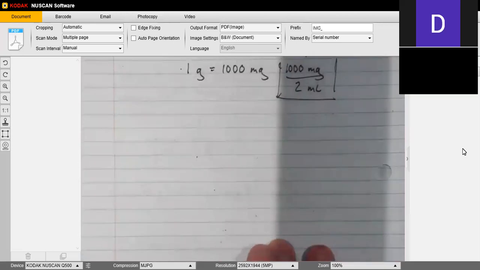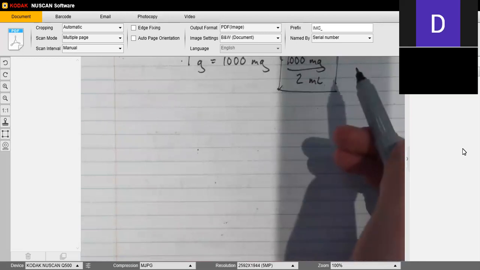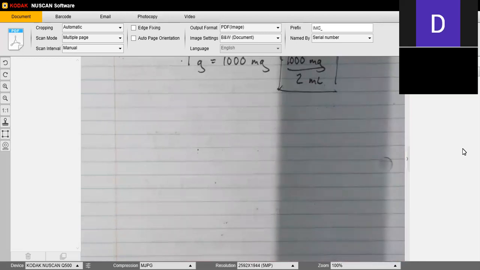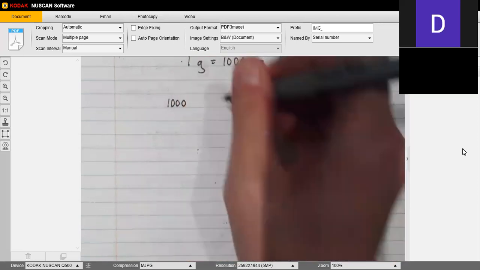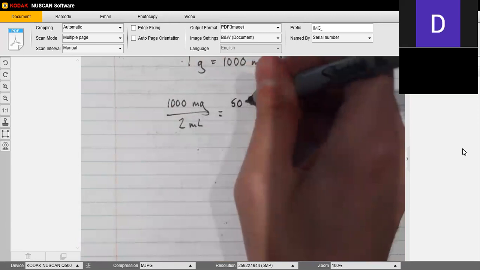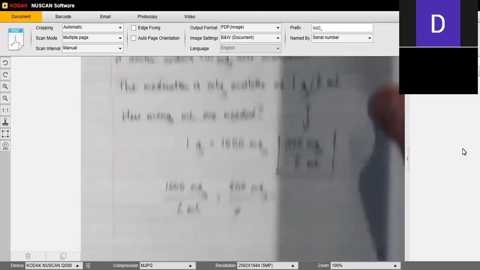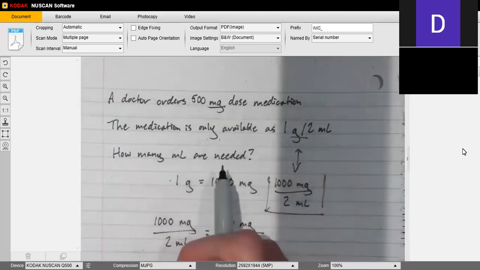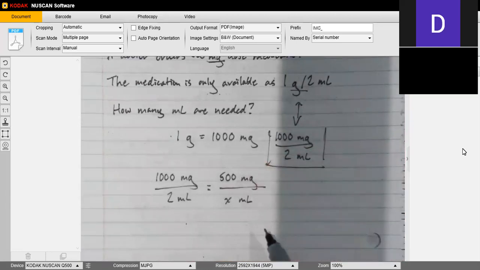So I'm going to continue going up here. Our stock solution has that ratio, 1,000 milligrams over 2 milliliters. So then it becomes quite an easy problem, right? We have our proportion that we can set up, 1,000 milligrams over 2 milliliters. This is just our stock solution. And now we want for one dose, 500 milligrams. And what do we want to find out? We want to find out how many milliliters are needed. So as we set it up, we need X milliliters to get that 500 milligrams.